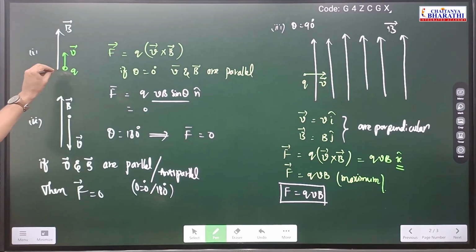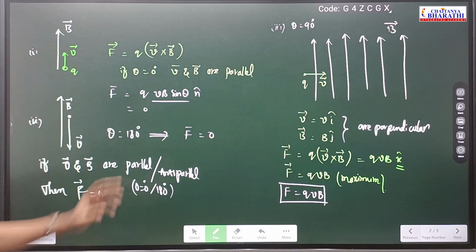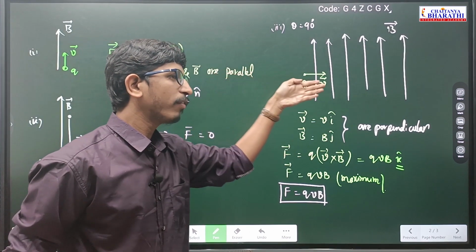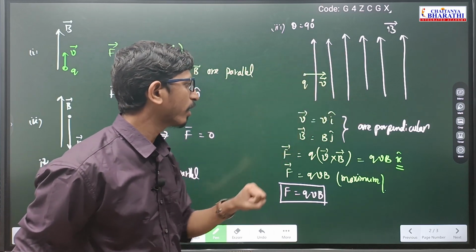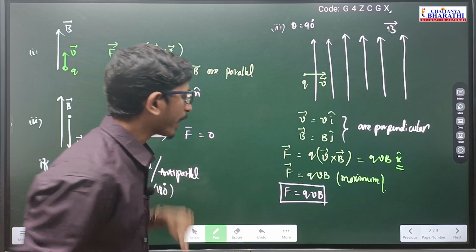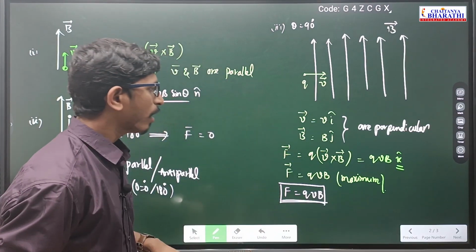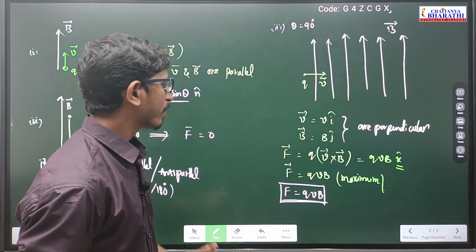Just come back to this whole discussion. If the charged particle is moving along the magnetic field, parallel or anti-parallel to it, it won't experience any force. It will keep on going in the same direction. But if the charged particle enters the magnetic field perpendicularly, it experiences a force. And what is the magnitude of the force? It is qvB, and this is the maximum force it experiences.